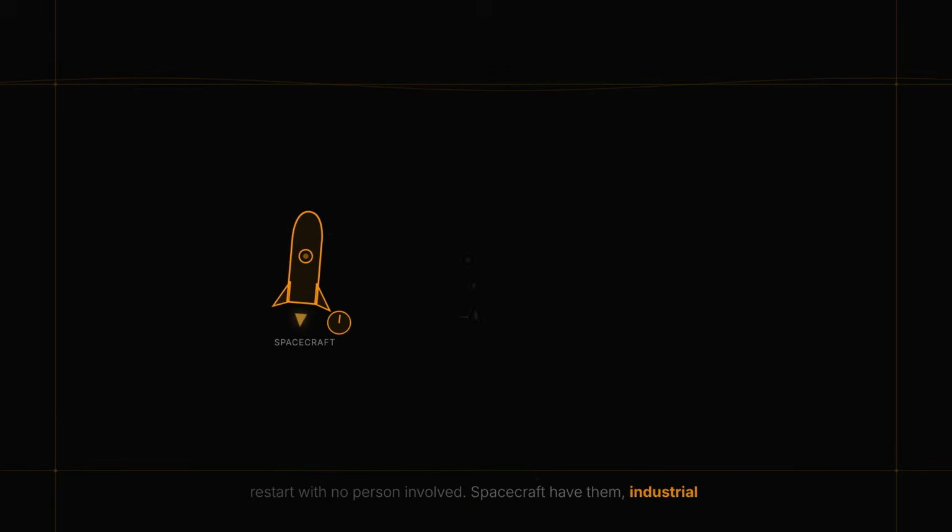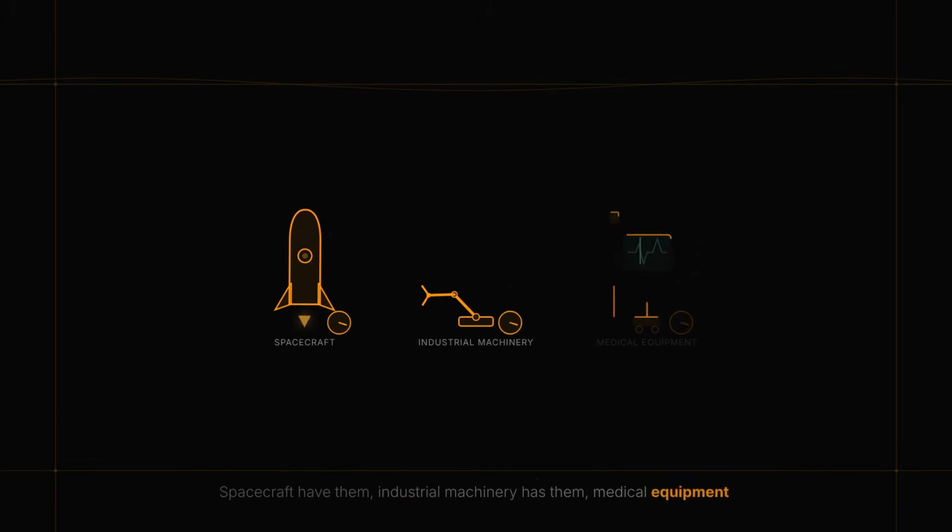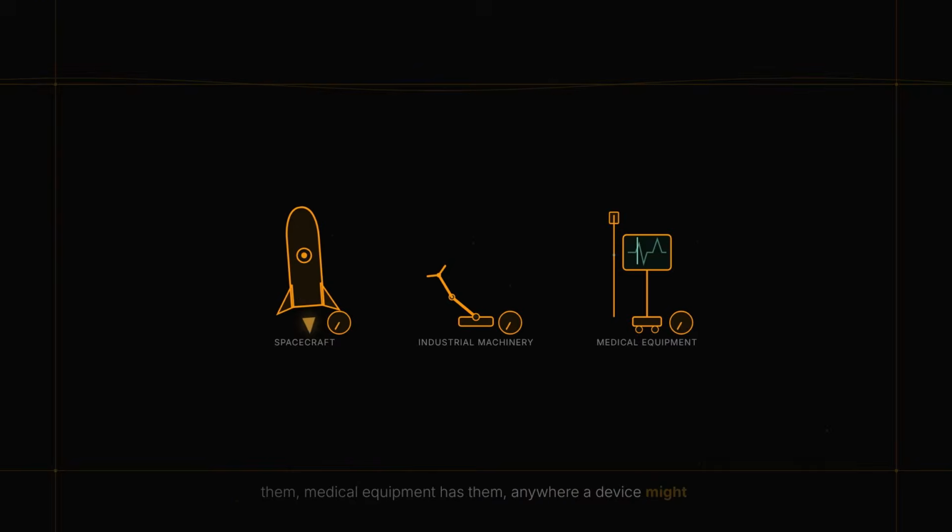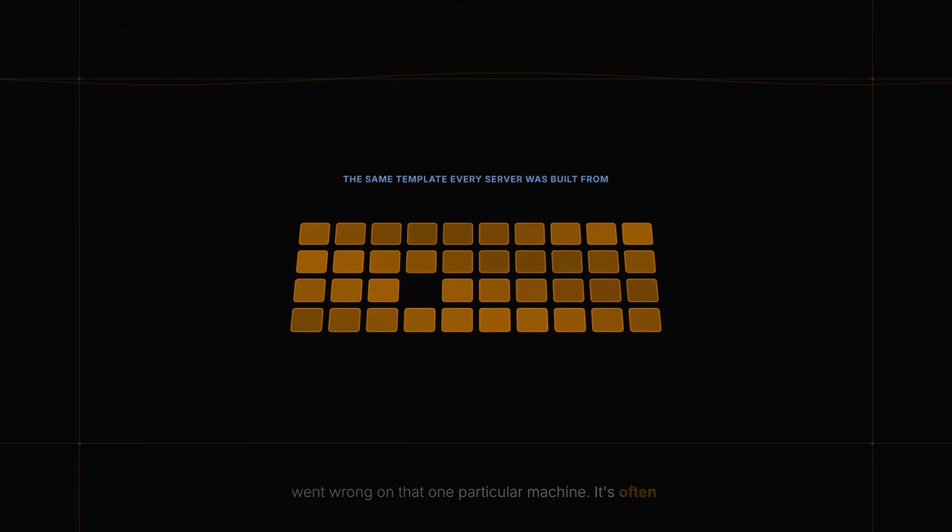Spacecraft have them, industrial machinery has them, medical equipment has them. Anywhere a device might run for months with nobody around to notice it's frozen, and entire data centers run on a version of the same idea, just at a much larger scale. When a server starts misbehaving, engineers frequently don't spend expensive time diagnosing exactly what went wrong on that one particular machine. It's often cheaper and more reliable to just end it and stand up an identical, known good copy in its place from the same template every other server was built from.